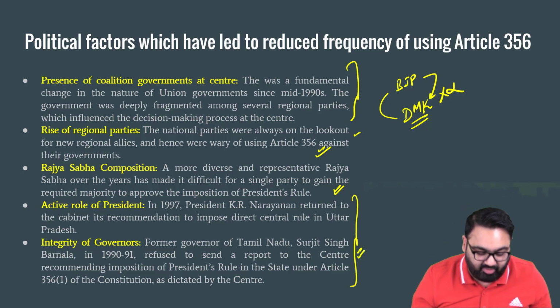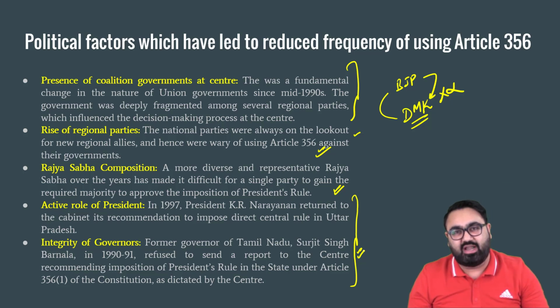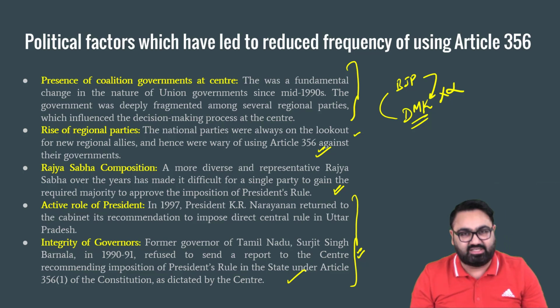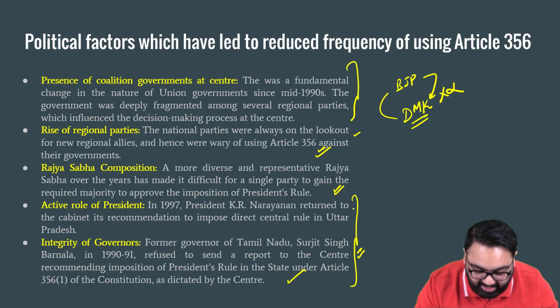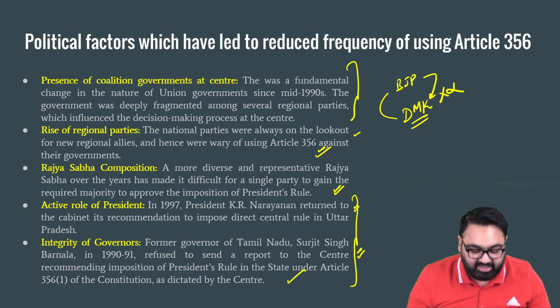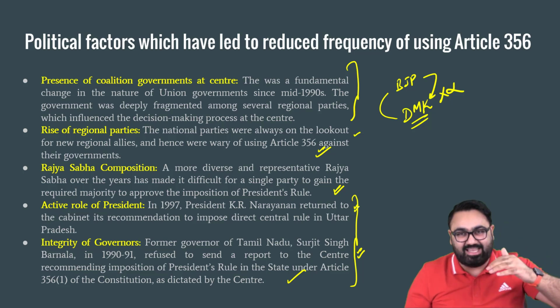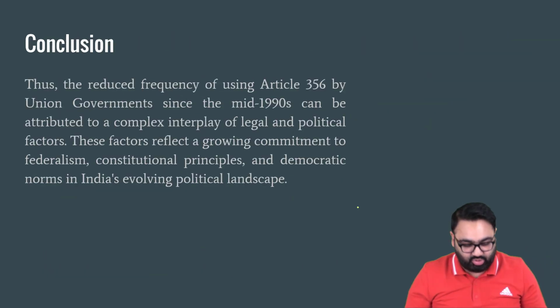In 1990-91, the Governor of Tamil Nadu refused to send a report to the central government suggesting imposition of president's rule, although the central government wanted this. Similarly, K.R. Narayanan, when he was president, returned the president's rule recommendation for Uttar Pradesh. So these are some examples which have led to a decrease in instances of president's rule.